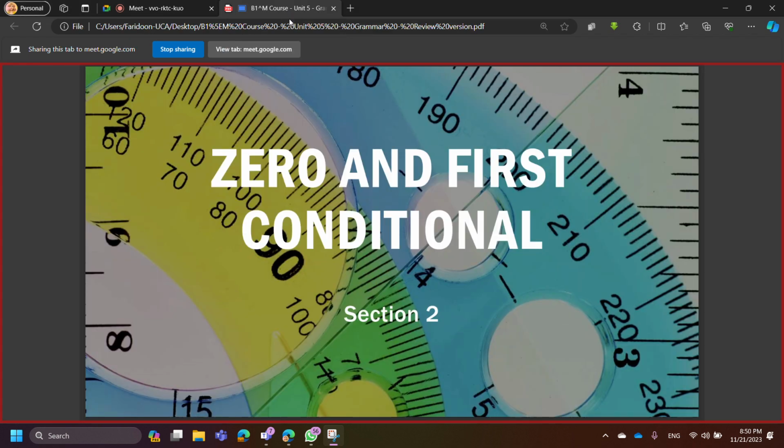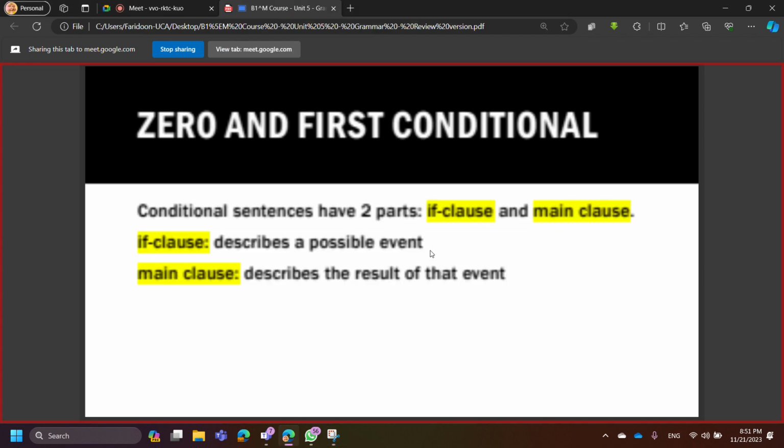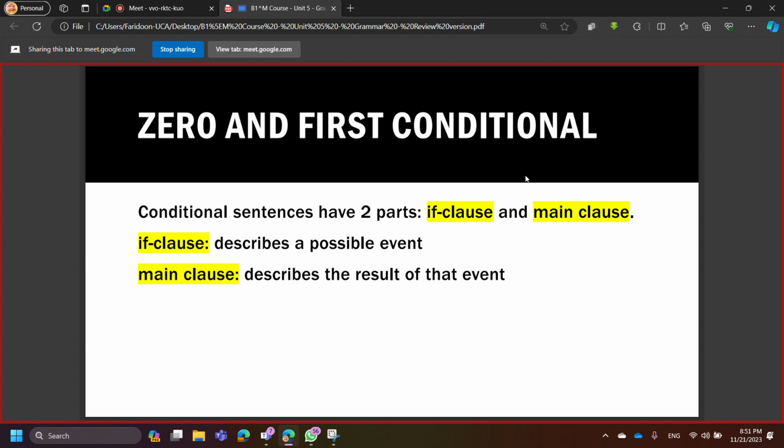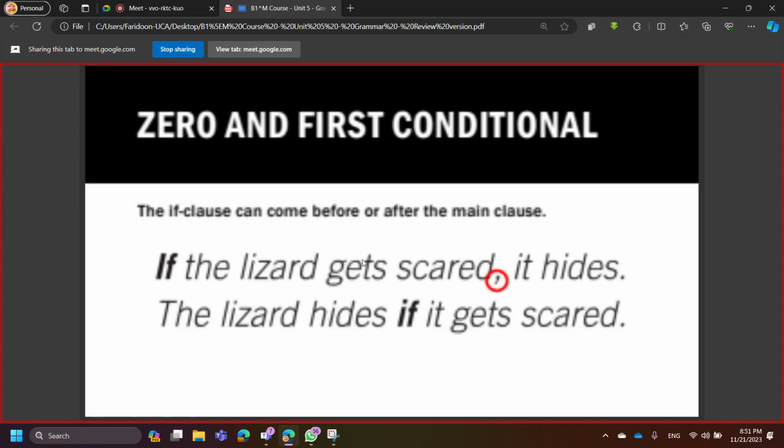Let's now continue. Section 2, zero and first conditional. Now, zero and first conditionals, guys. In general, conditional sentences have two parts. One part is called the if clause, and the other part is called the main clause. The if clause describes a possible event, and the main clause describes the result of that possible event.